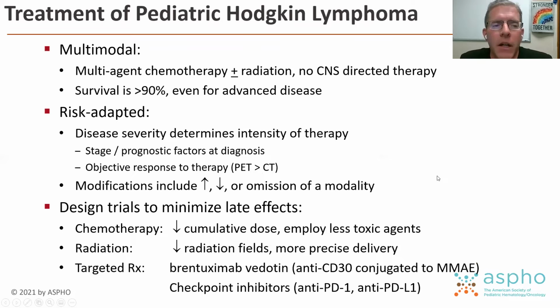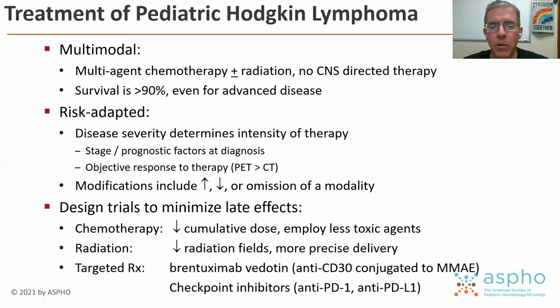In terms of treatment, treatment is multimodal, meaning we give multi-agent chemotherapy with or without radiation. Hodgkin lymphoma does not require lumbar punctures or intrathecal chemotherapy or craniospinal radiation. Survival is greater than 90%, even for patients with advanced disease. Therapy is also risk adapted. So disease severity or risk stratification determines the intensity of therapy. So we look at stage and prognostic factors at diagnosis as well as response to therapy.